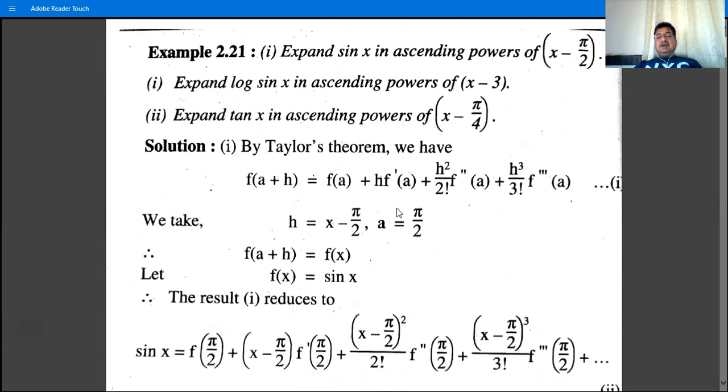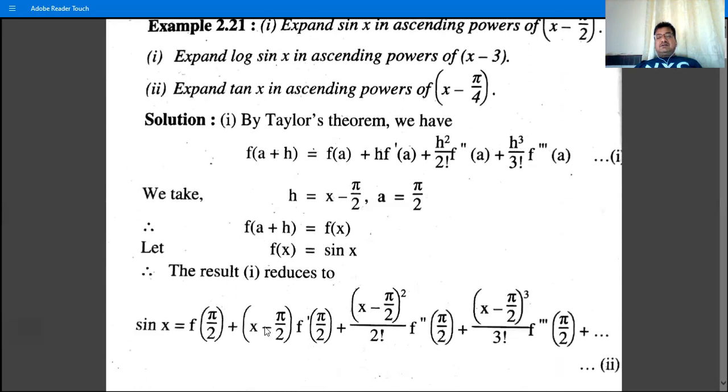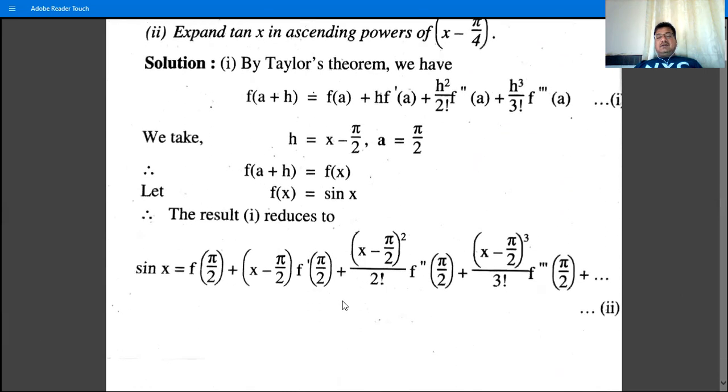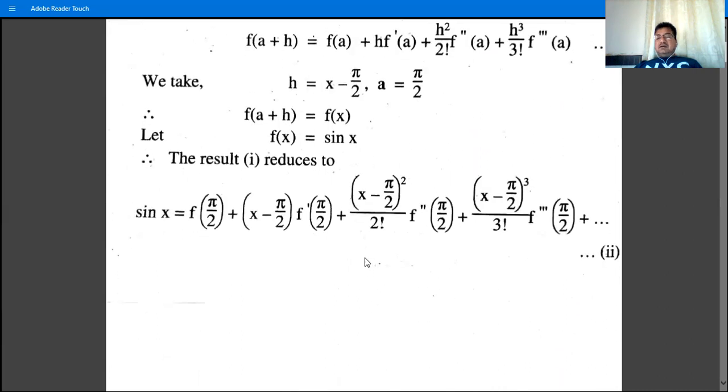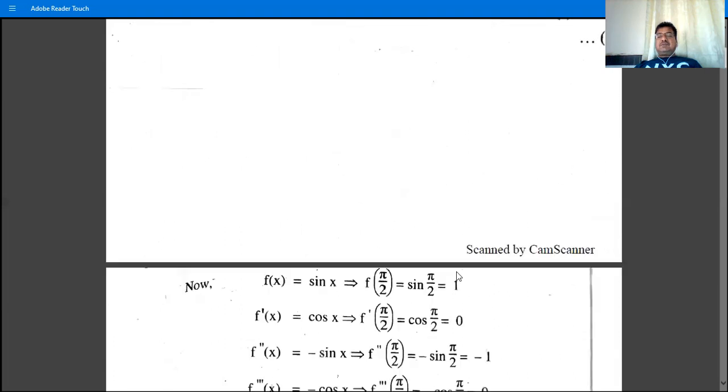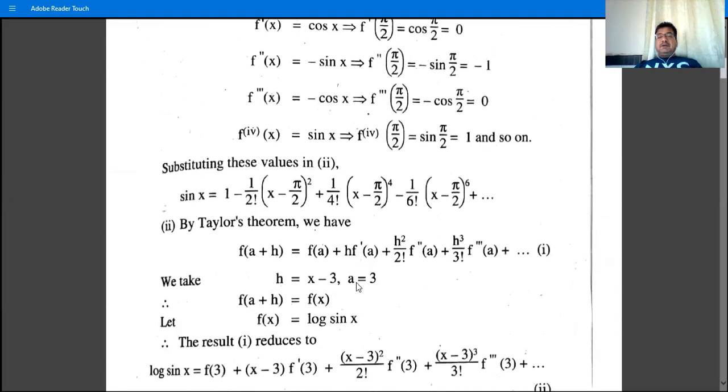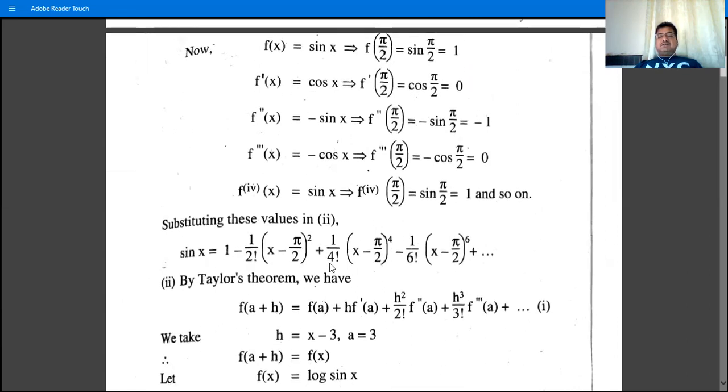h f dash a is 0. Then h f dash a, x minus pi by 2. The next term is (x minus pi by 2) whole square by 2 factorial, f double dash pi by 2. F double dash pi by 2 value is minus 1. Then the value of the next term is 0, f triple dash pi by 2.